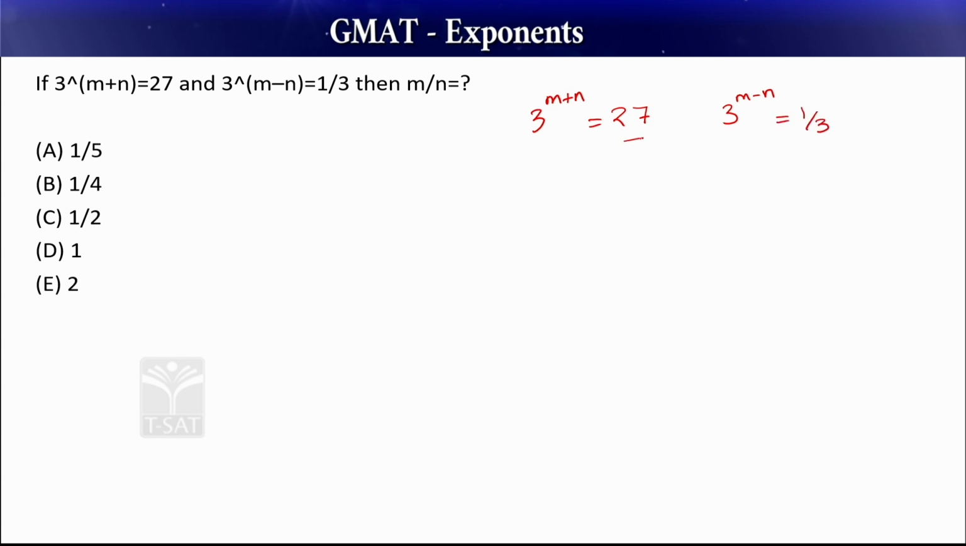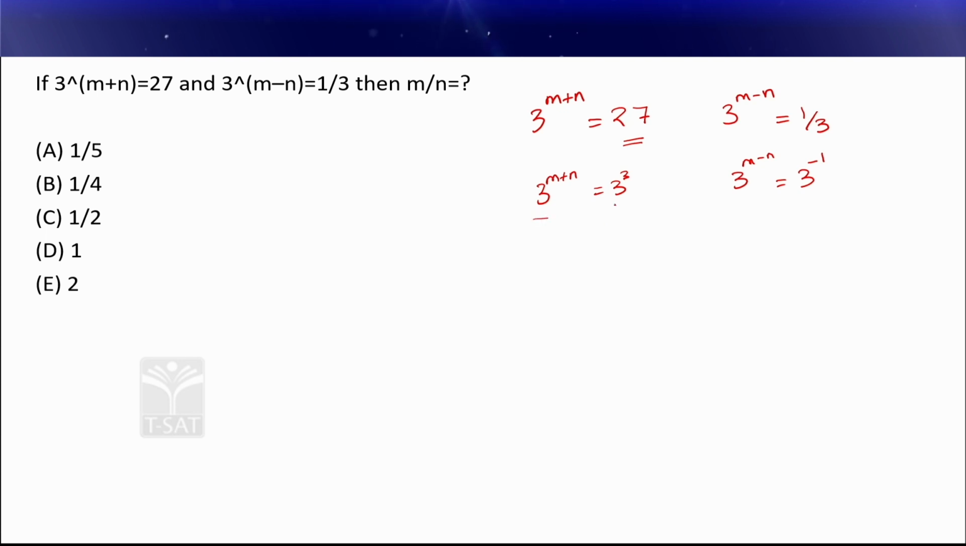So 27 is nothing but 3 to the power of 3. 27 is 3 cube. When you are writing 3 to the power of m minus n, 1 by 3 is nothing but 3 to the power of minus 1. So when the bases are the same, we know we can equate the exponents. So here we get m plus n is equal to 3. And we will get from this m minus n is equal to minus 1.